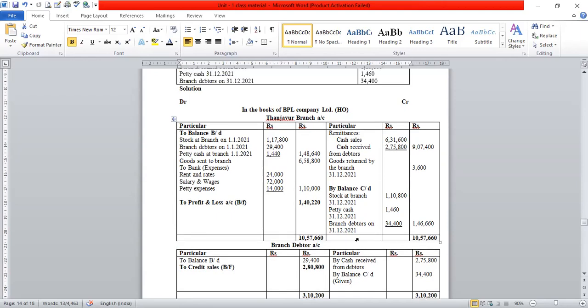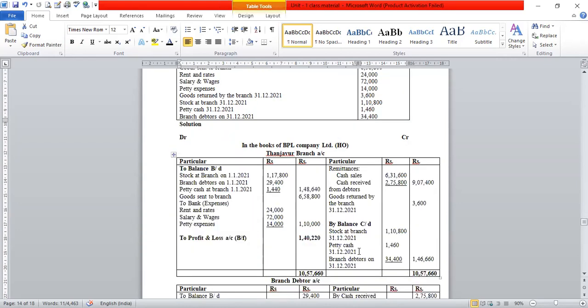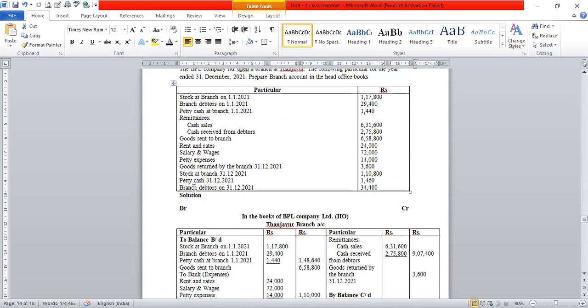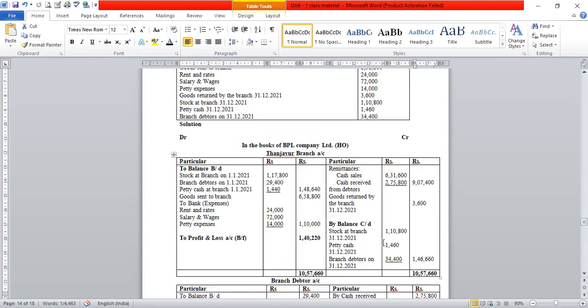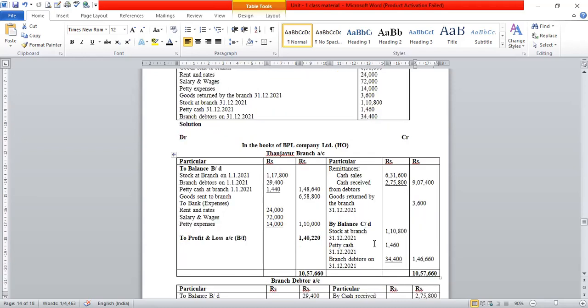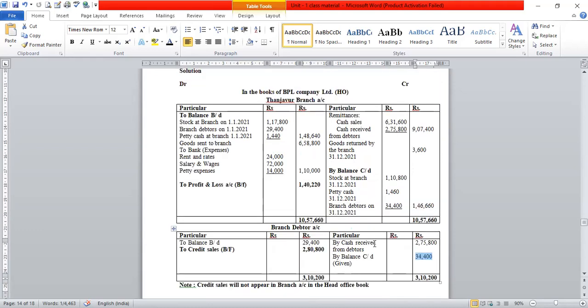Ma'am, the opening 4,000, where did it come on the credit side? Where, ma'am, below, balance branch of 34,400, ma'am. It was given in the problem. Branch account closing balance. We put the opening balance, 29,400. So there I have put the closing balance, 34,400. Yes, okay, right.